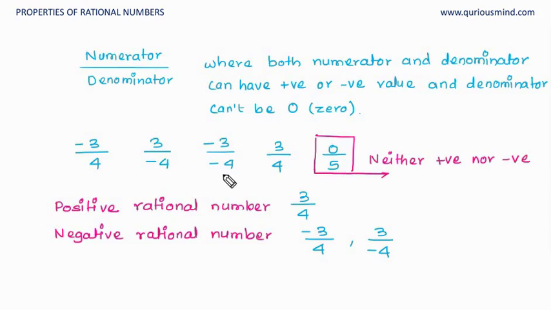And now remaining is minus 3 upon minus 4. So what about it? Minus 3 upon minus 4 is a positive rational number. And why so? We will see that when we are discussing the equivalent rational numbers. So that's another property of rational numbers, equivalent rational numbers. Same as what we had, equivalent fractions.